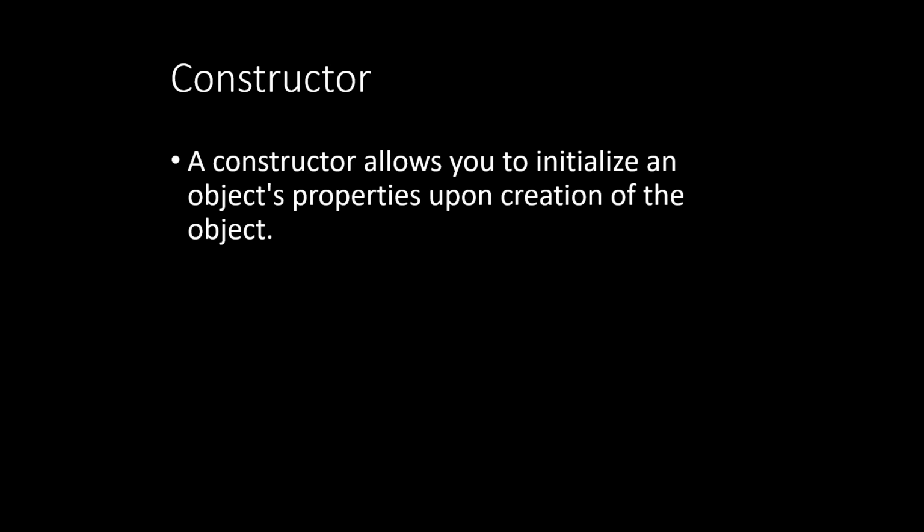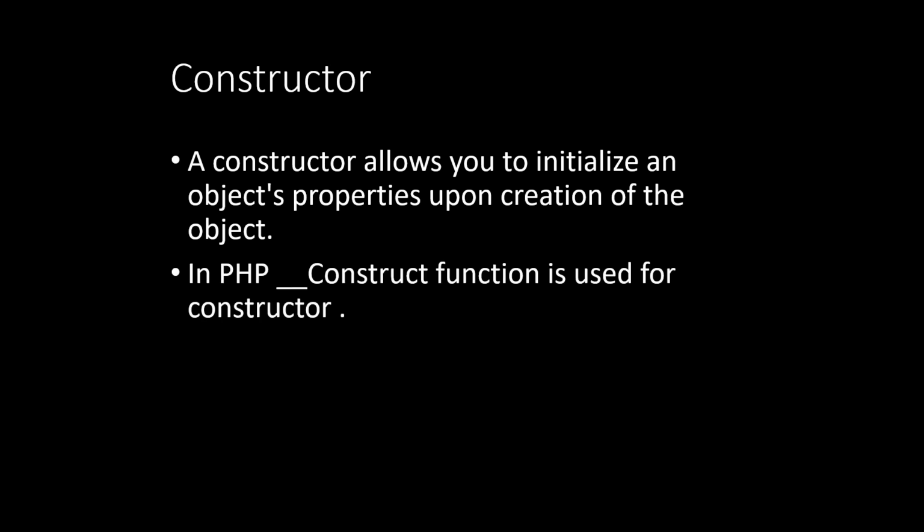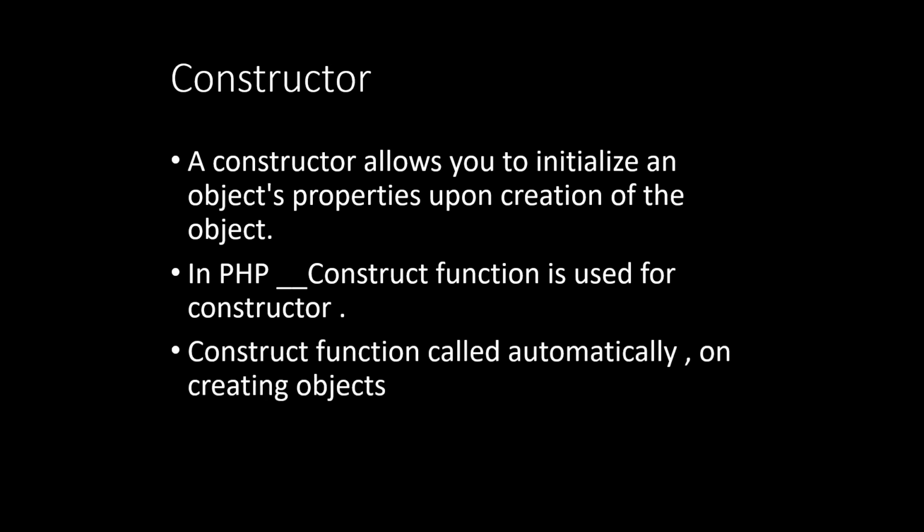In object oriented programming, a constructor allows you to initialize an object's properties upon creation of the object. In PHP, the underscore underscore construct function is used for the constructor. The construct function is called automatically on creating the object. It means that when we create an object of the class, then the constructor function is called automatically. So it is used to initialize the properties of an object.